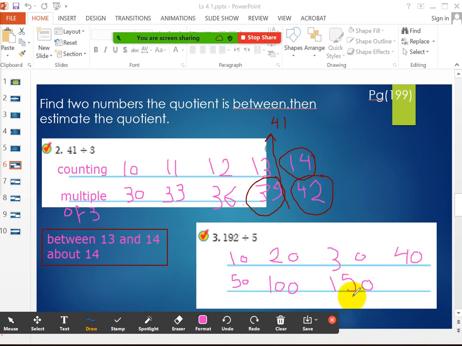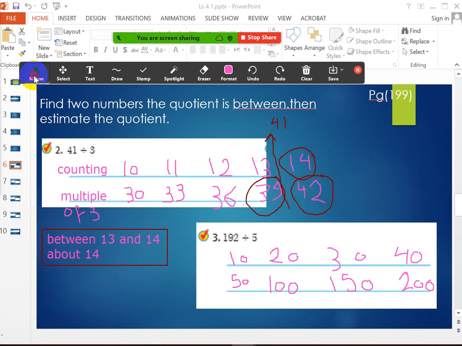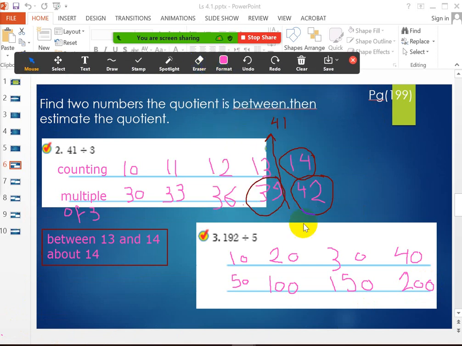Still, the multiple is less than the number. Now 40. I will multiply 5 with 40. So 5 multiply 4 equals 20, and put 0 next to the answer, so it will be 200. Look, the multiple is greater than the number. That means I have to stop. Okay, girls, I have to stop here. Look, the number 192 is between those two multiples. That means the quotient will be between 30 and 40.